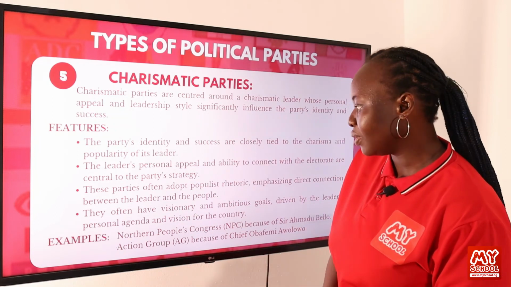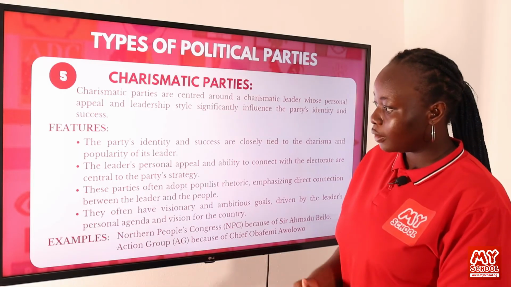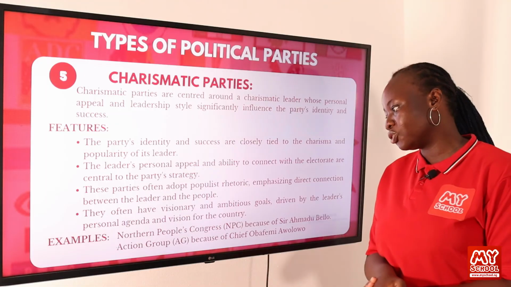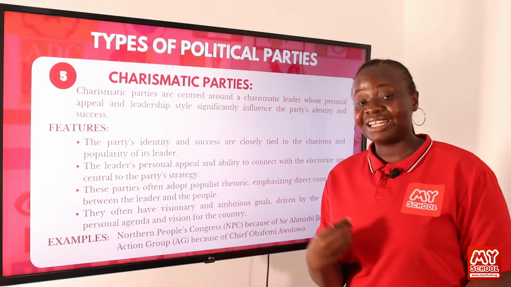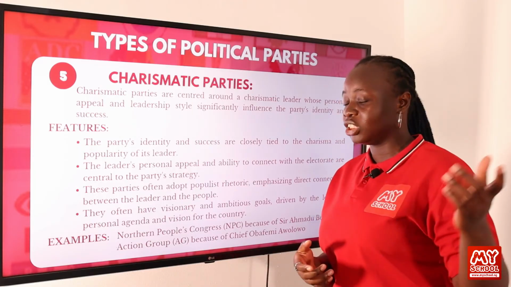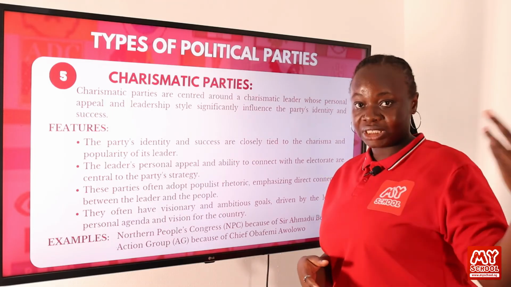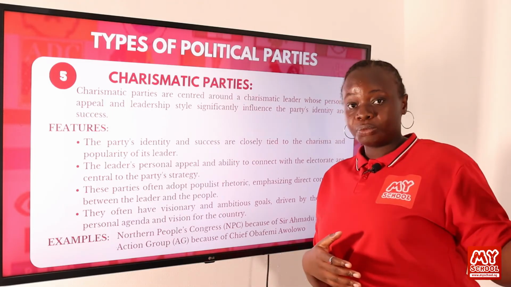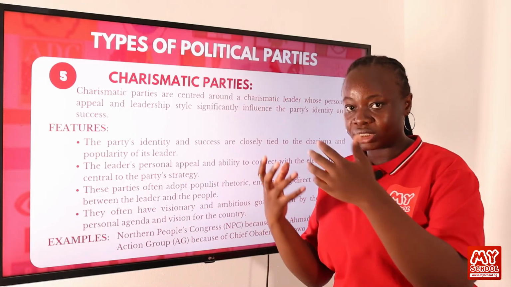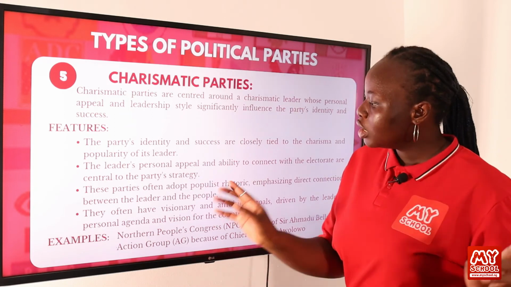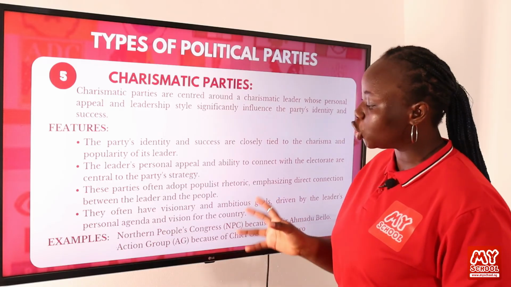The leader's personal appeal and ability to connect with the electorate are central to the party's strategy. And these parties often adopt populist rhetoric, emphasizing direct connection between the leader and the people. You can see an example is that of Adolf Hitler with the National Socialist Party in Germany in the 20th century. He was the leader of the party, and the people of Germany actually adopted his rhetoric at that time. So he was more of a charismatic leader, and this is why the party was a charismatic party at that time. They often have visionary and ambitious goals driven by the leader's personal agenda and vision for the country.